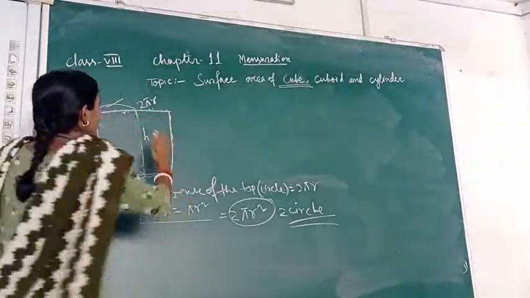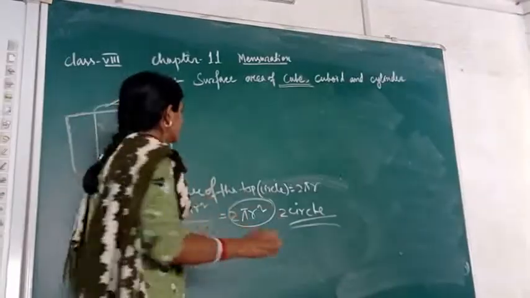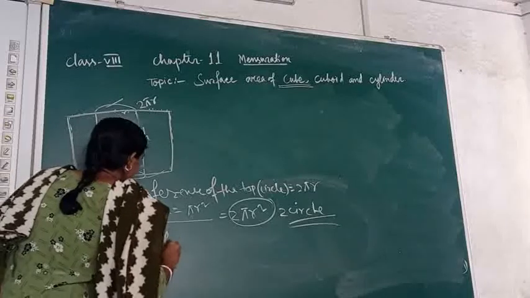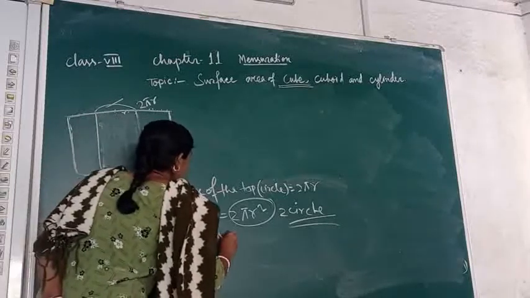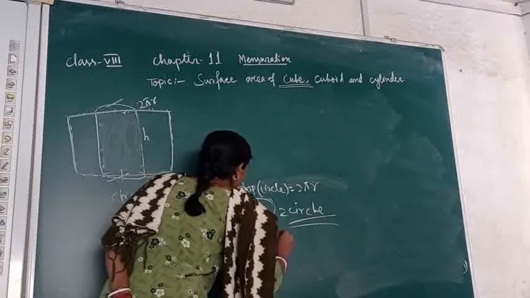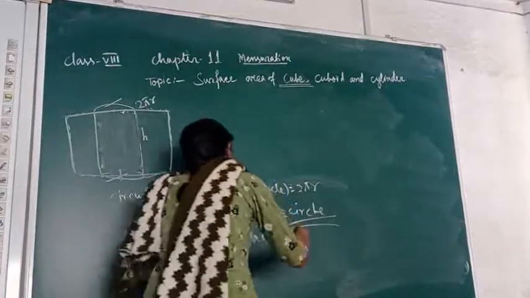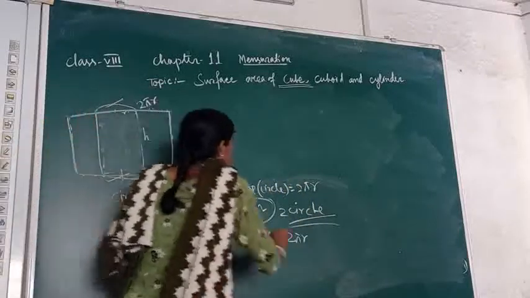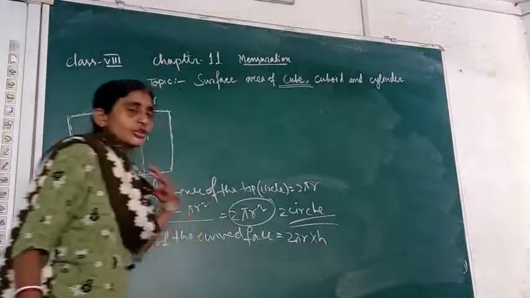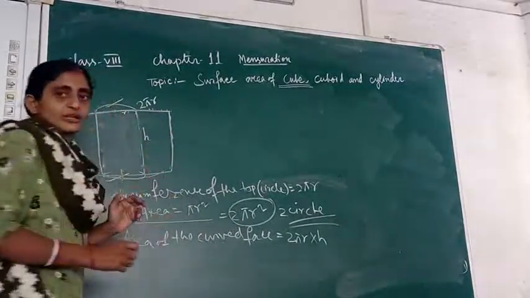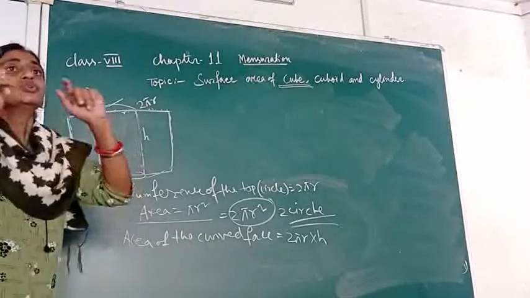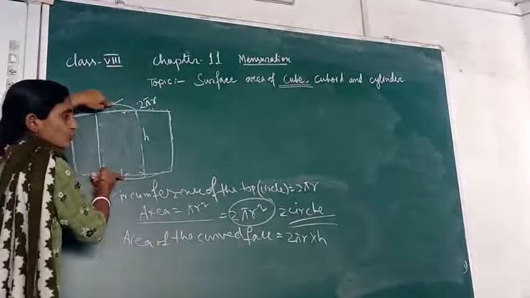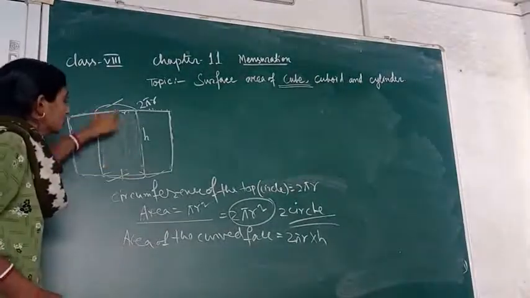So the area of this lateral surface will be how much? We can write the area of the curved face will be definitely 2 pi r, that is the length of this rectangle, and the breadth is h. Yes, so this is the curved face I am getting. So what will be the total surface area? Total surface area means the curved face and the top and the bottom will be included, that means 2 pi r square will be included on that.